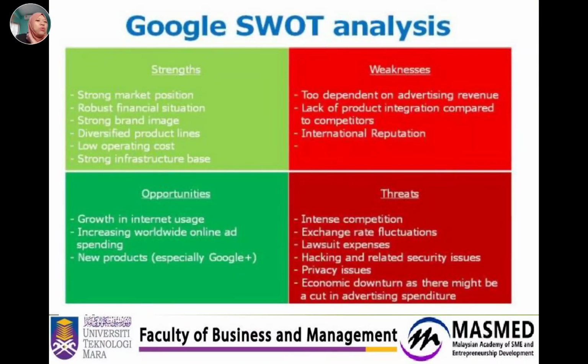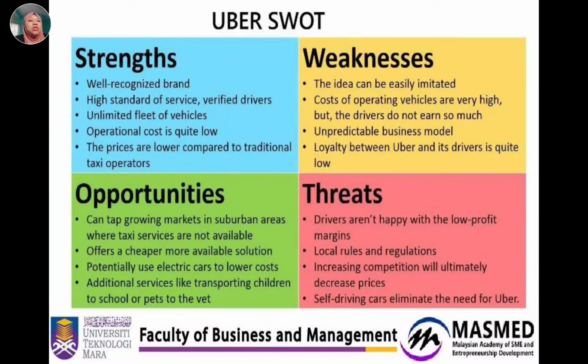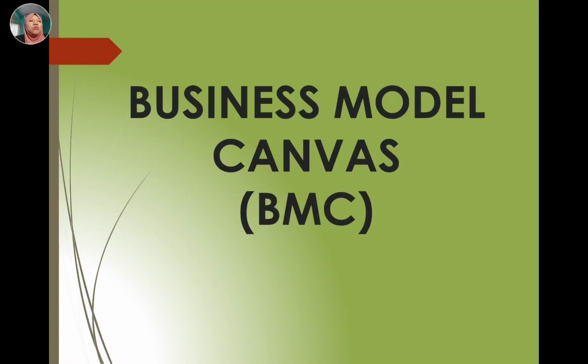Google also, we provided this example for you. The strength, remember again, is internal: strong market position for Google. Weaknesses: too dependent on advertising revenue, lack of product integration, international reputation, maybe in terms of the breach of data. Opportunities: growth in internet usage, increasing worldwide online spending. Threats: intense competition, exchange rate fluctuation, and so on. You can read from this. This is Uber.